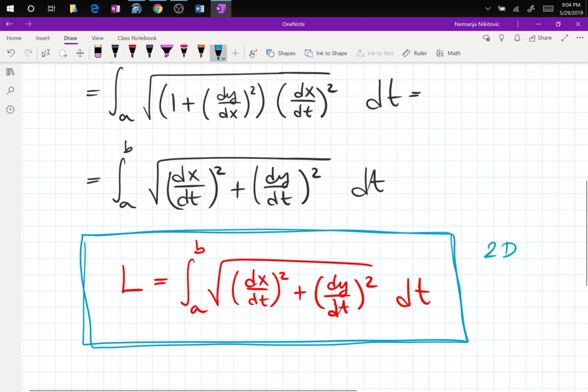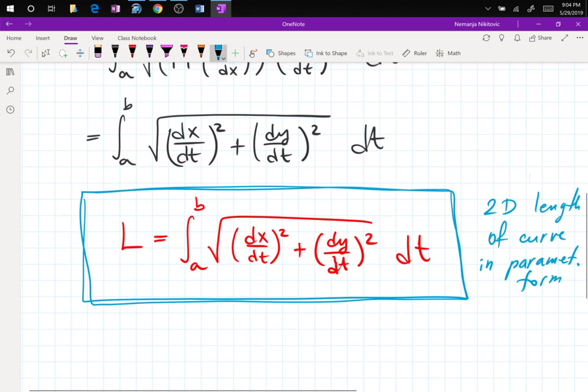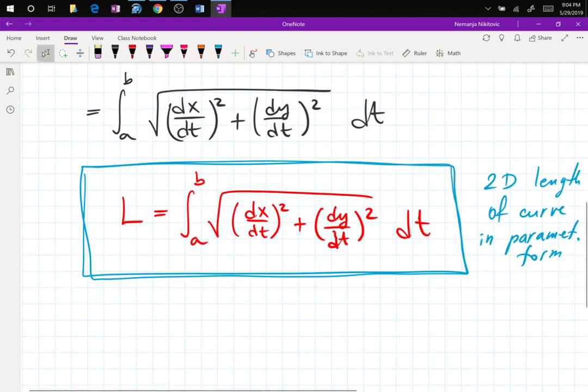So this equation here is a 2D length of curve in parametric form. It's two-dimensional because we only have an x and a y.